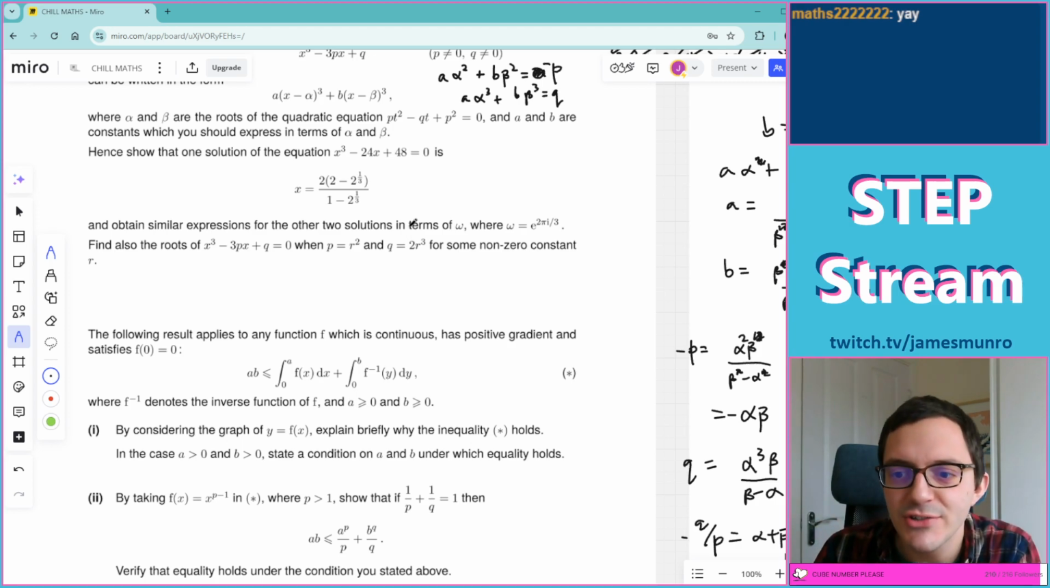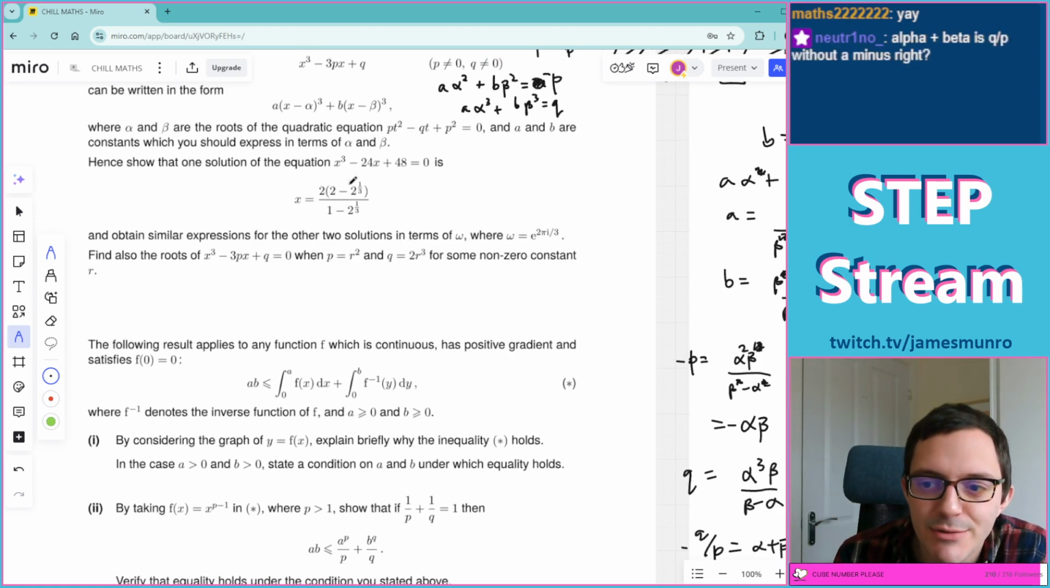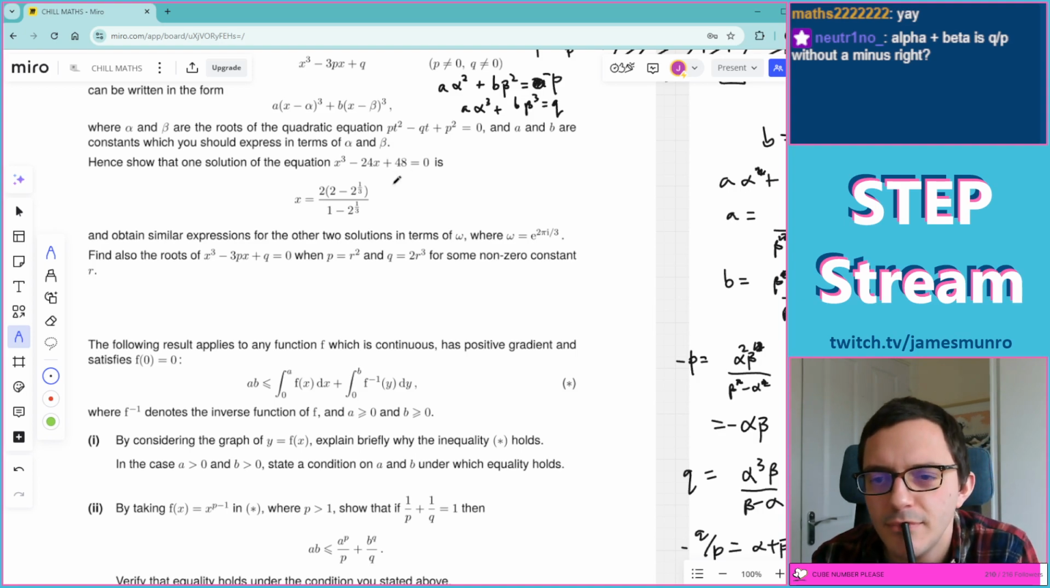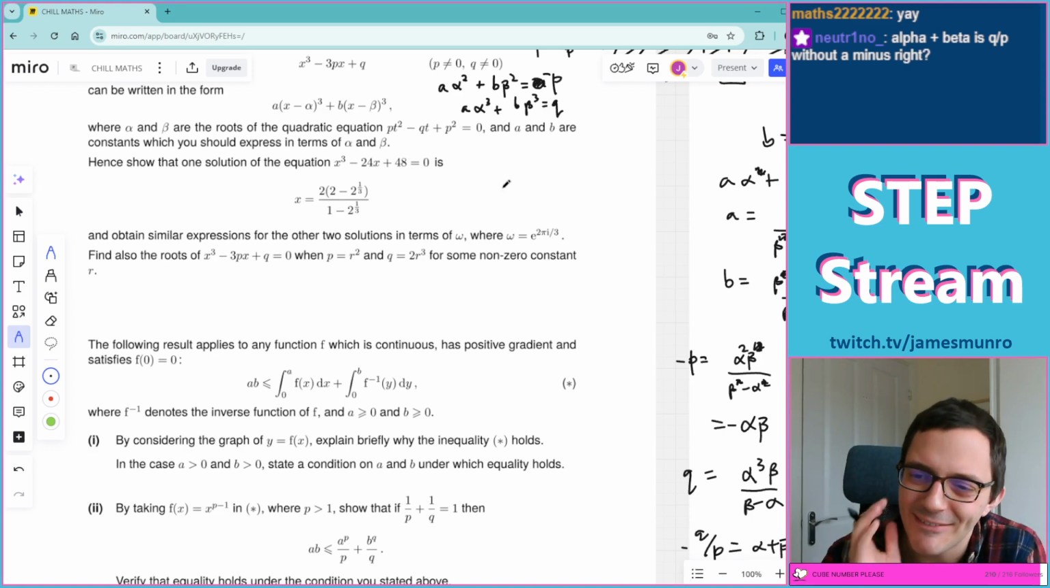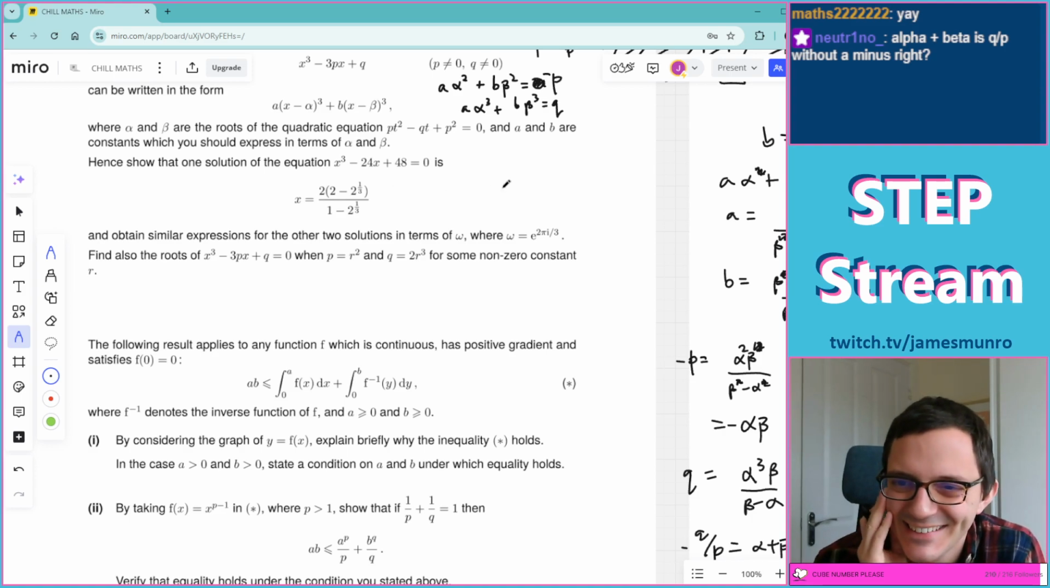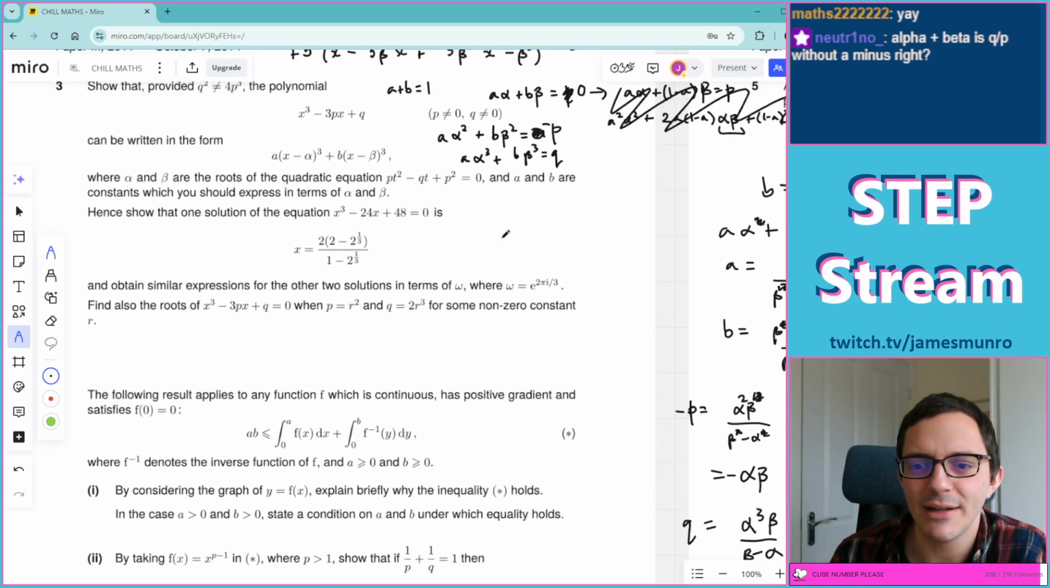Like solving a cubic. Here's a cubic. X cubed minus 24x plus 48. I wonder what we've done in terms of solving cubics. I'm talking about Galois theory out loud. I should maybe think about that, right? I don't know if I can. I really did not learn Galois theory very well.